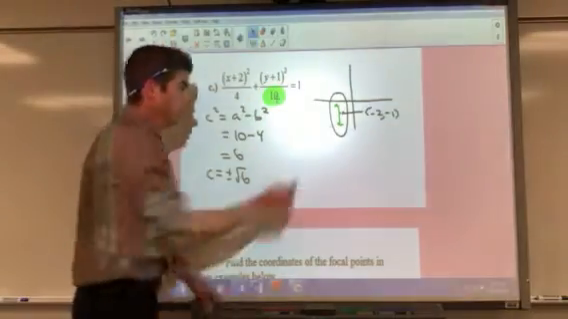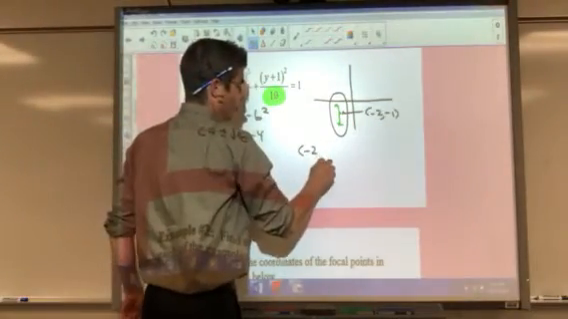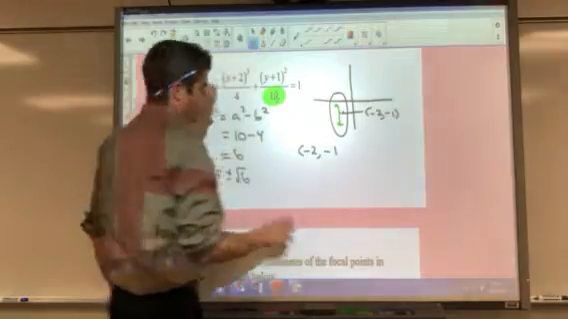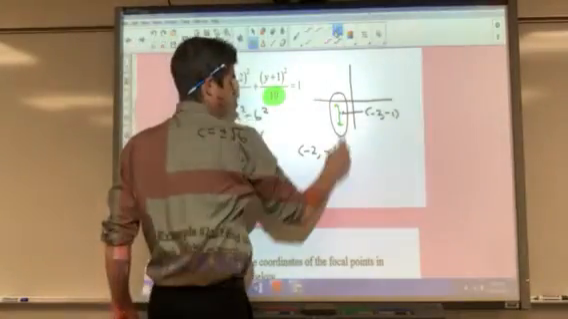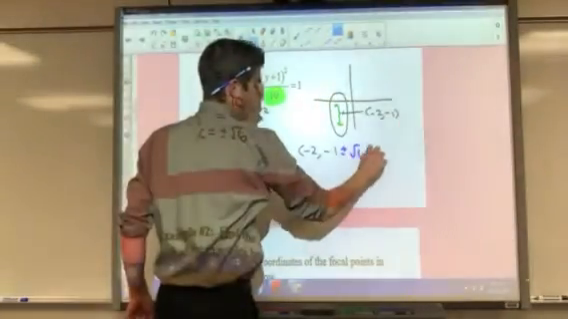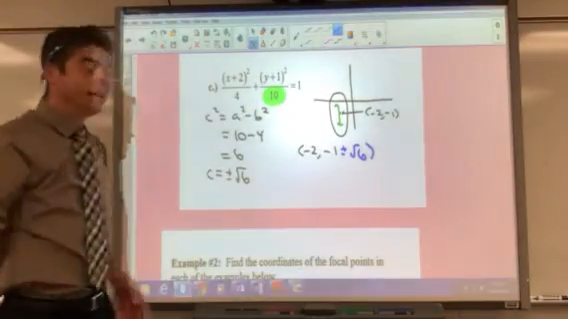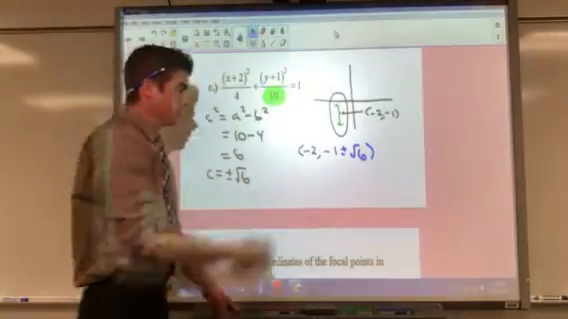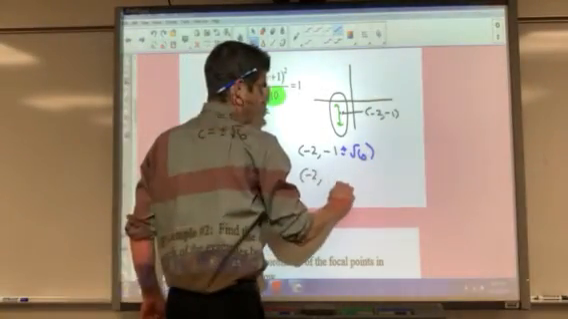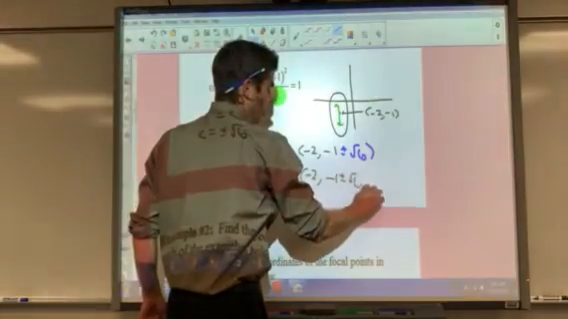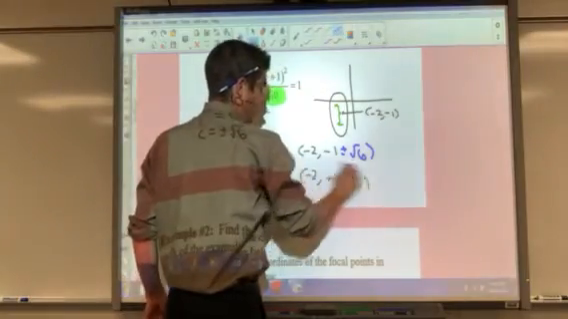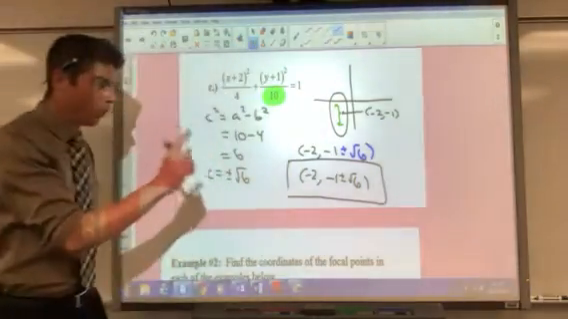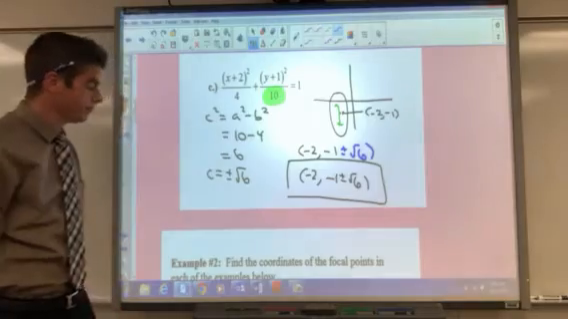So from (-2, -1), I'm going to go plus or minus root 6 in the y direction. And I can't really simplify -1 plus or minus root 6, so I'm just going to leave it like this. I'm perfectly fine with writing that as one ordered pair that represents two numbers.